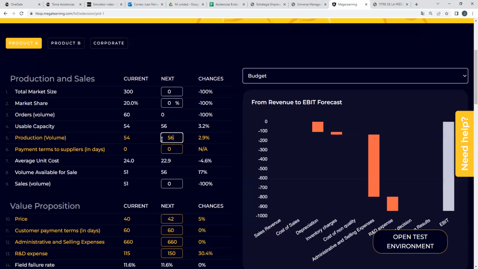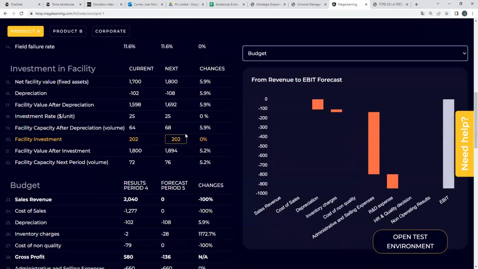Why? Because the size of my factory is only 56. If I want to produce more in the next round, I need to make an investment here in facility investment. I strongly recommend that you invest a lot of money in those facility investments of A and B. Because if some groups at the beginning invest a lot of money there, it is going to be very difficult for the others who are behind to catch the leaders.